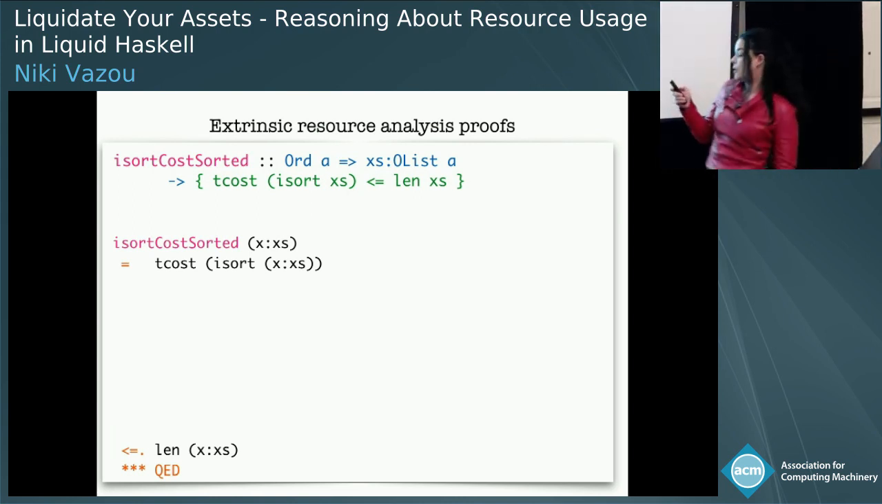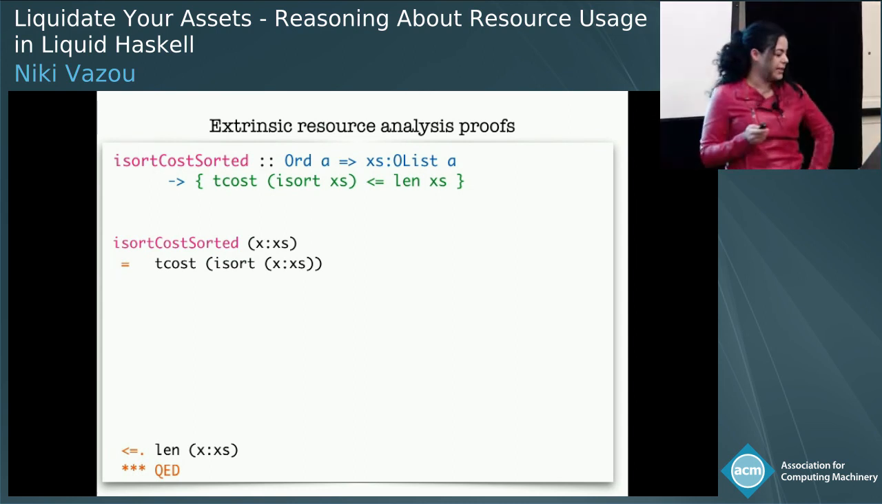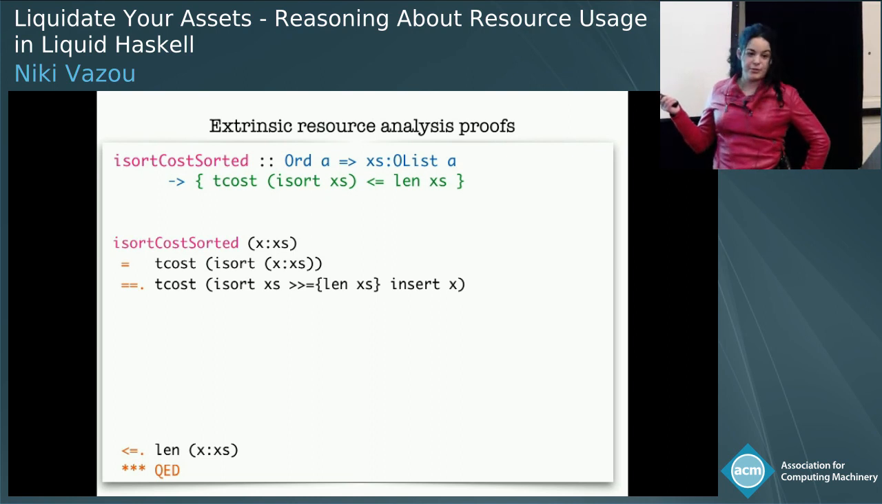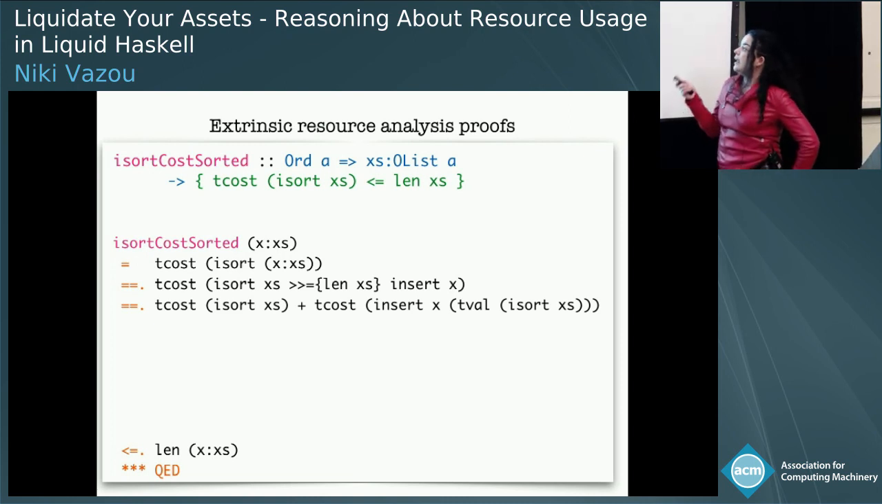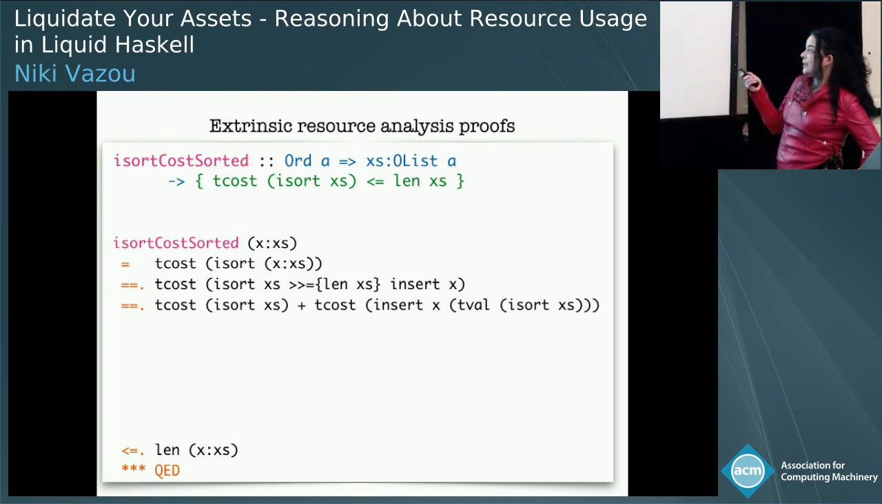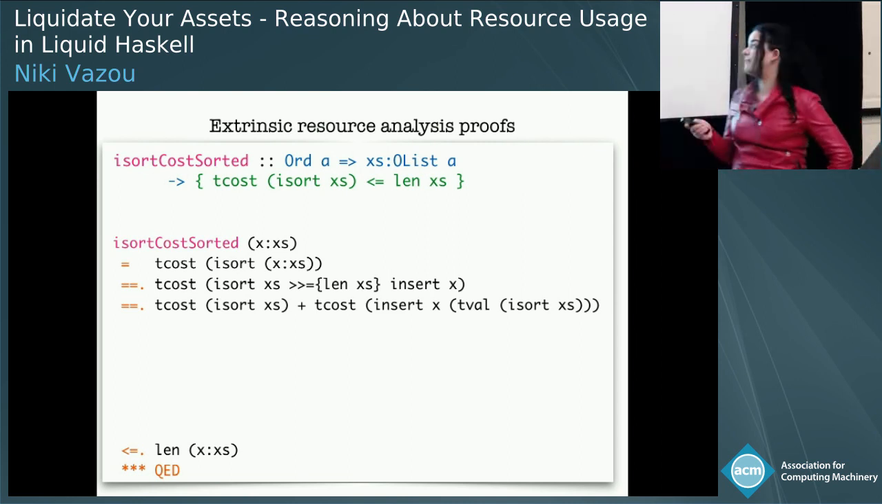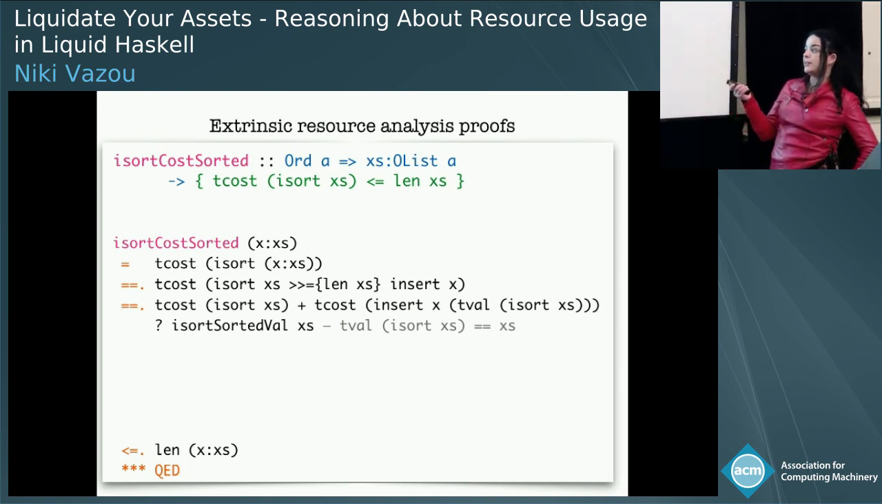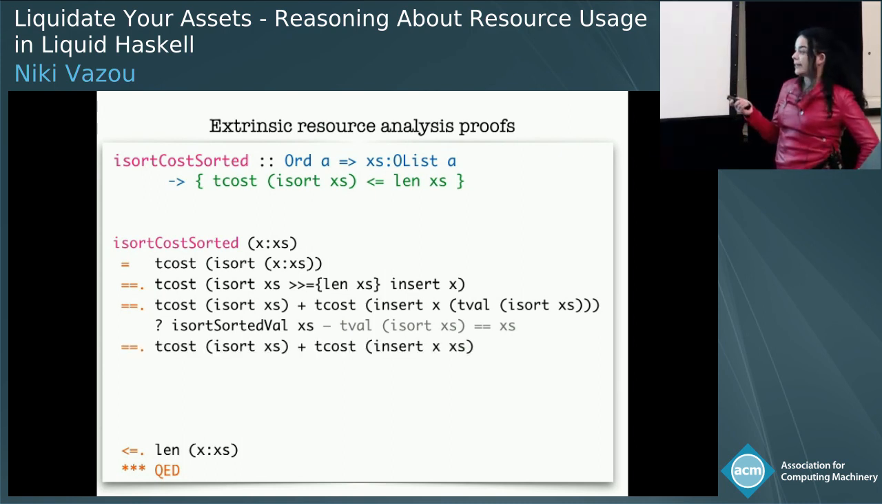So I want to prove that, and I am inside Liquid Haskell, so I'm defining a Haskell function that proves this property. So I am going to start from my left-hand side, and I want to come to my right-hand side of the inequality. So I have isort, I am expanding it based on the definition, and then I have bind here. So I am expanding the bind, and here I see that I am sorting xs, and I am taking its value. I know that xs is already sorted because of the precondition of my function. So I'm using a theorem that says that if you sort a sorted list and you take its value, this is equal to xs. So I'm going to replace all this here with xs.